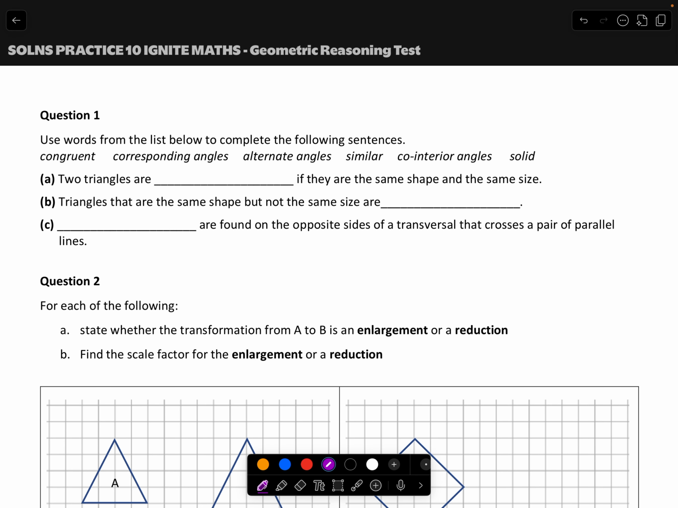Question 2. State whether the transformation from A to B is an enlargement or a reduction. Well, A went to B, got bigger, so enlargement. B, that's 4. This is 1, 2, 3, 4, 5, 6. That's 8, so it's a scale factor of 2. For the next one, A went to B, got smaller. 1, 2, 3, 4, 5, 6. 1, 2. So that's a reduction, and it's a scale factor of a third. It got timesed by a third.